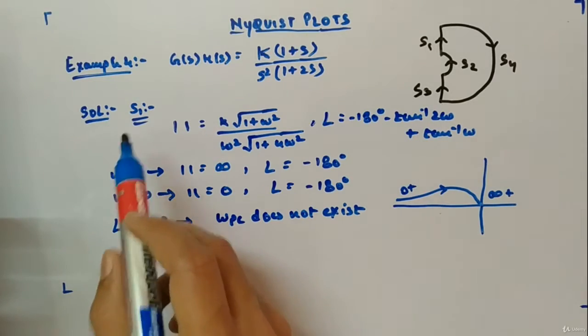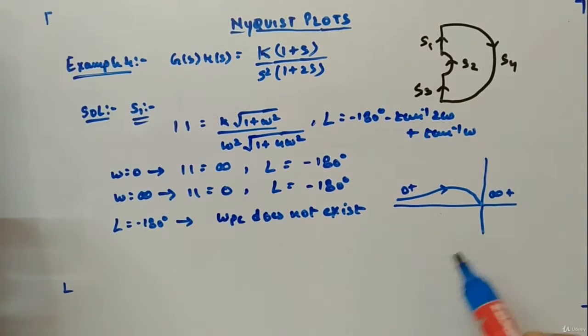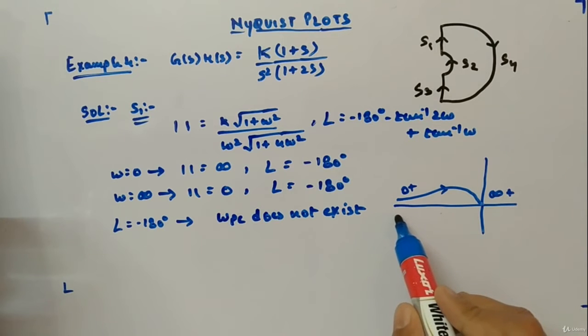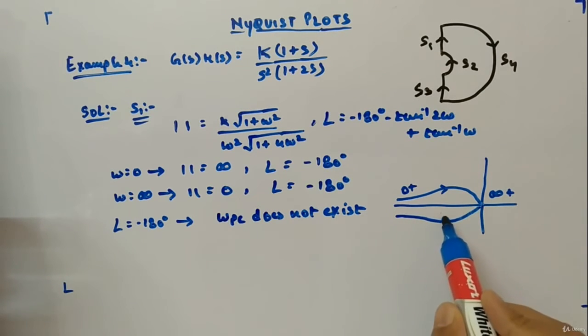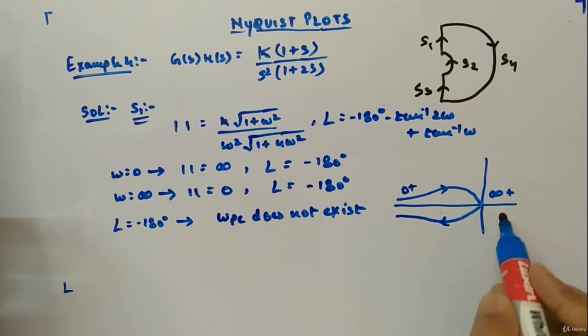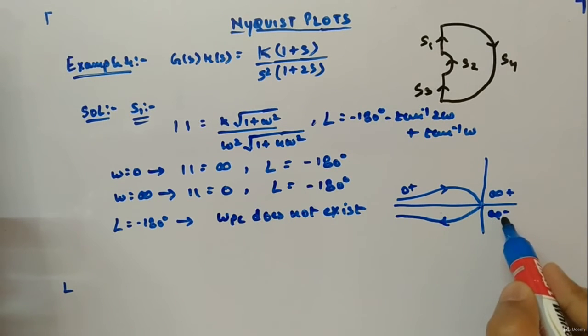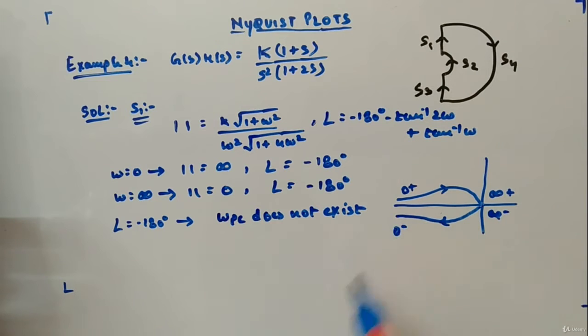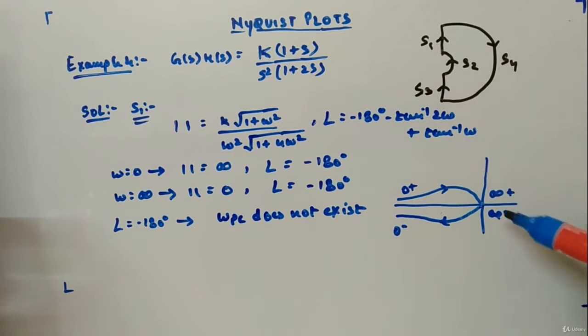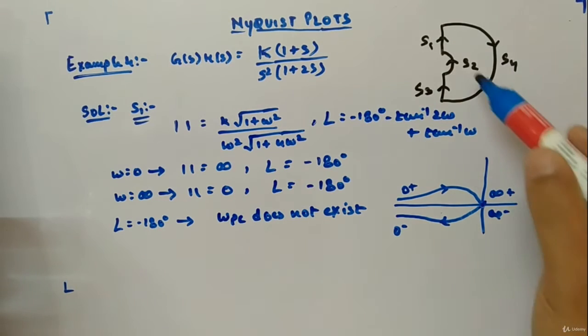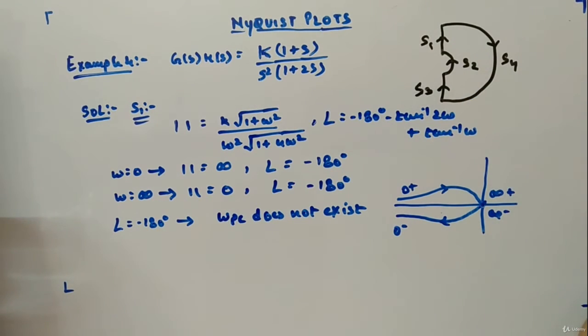Now S3 will be just the mirror image of this. It will look like this, and the direction will be different. This will be infinite minus, this will be 0 minus. So we are done with S1 and S3. S4 is already done. We just have to see the S2 region.